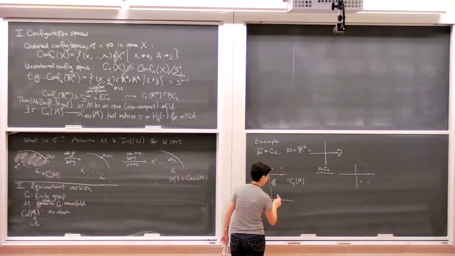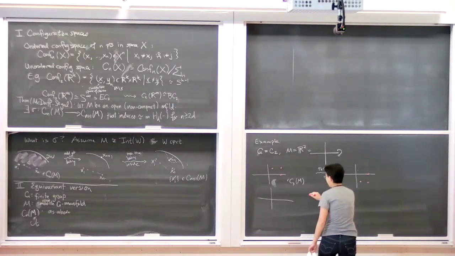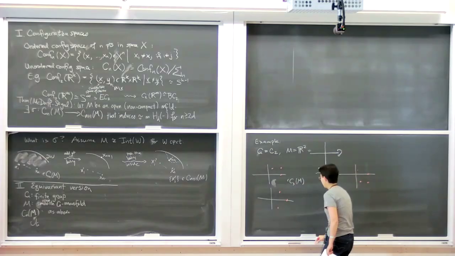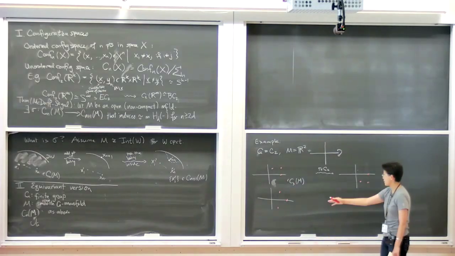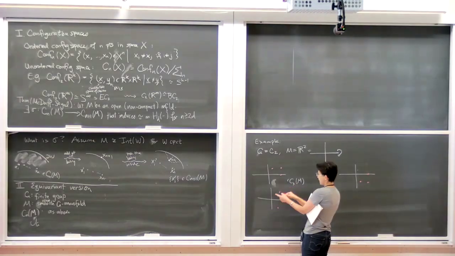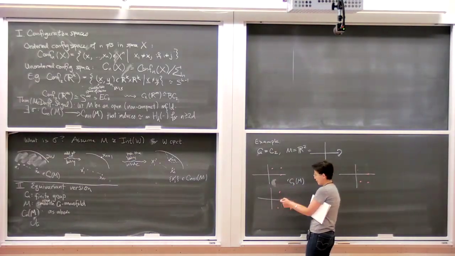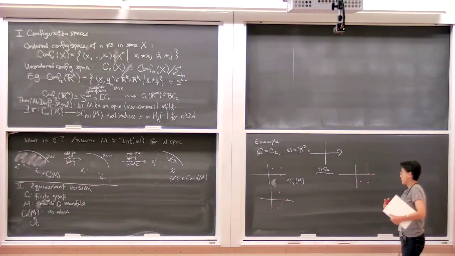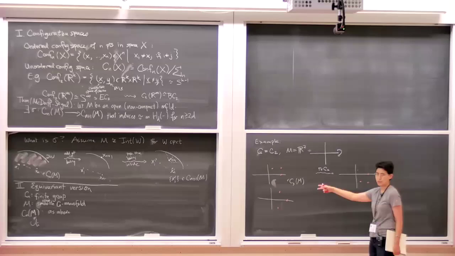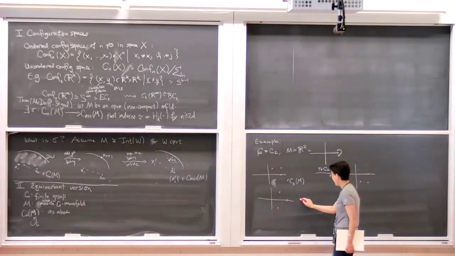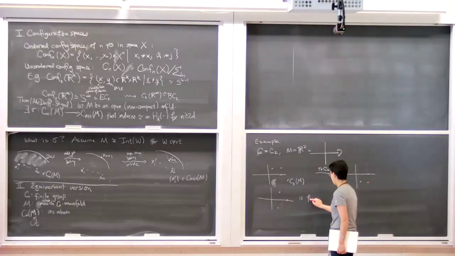Now let's do the one I originally drew. If I start with this and apply the action, what the action does is swap these 2 points, but I'm considering this as an unordered thing. And so swapping those points doesn't actually change what element of Cn of M you are. And so this is fixed by the action.